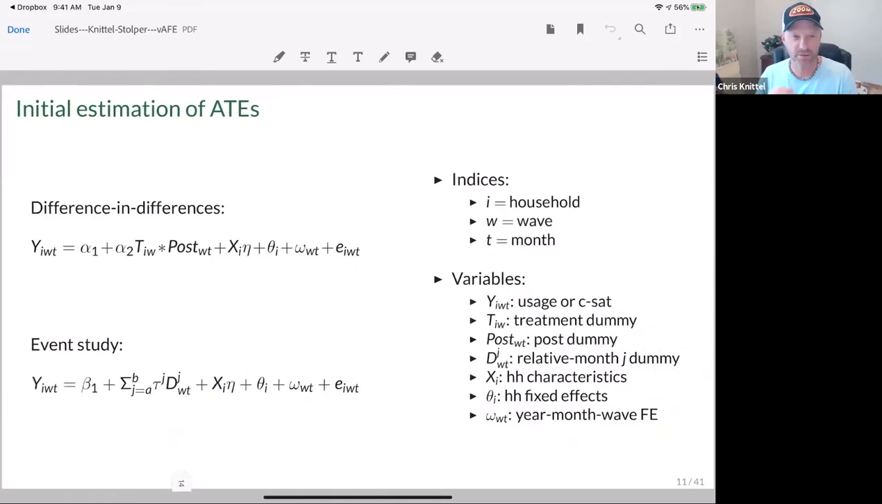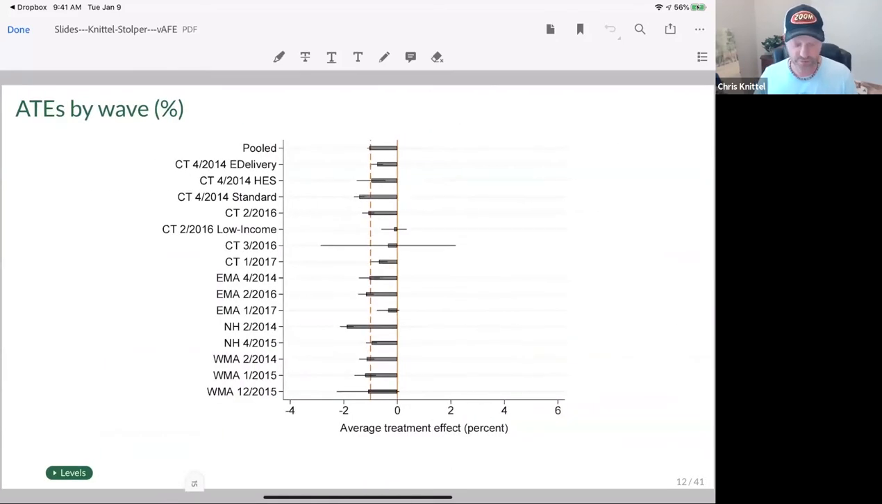Before I get to that, I'm going to show you just what the average treatment effect looks like, as well as an event study, just to show you that these interventions matter. So this is the average treatment effect across the 15 waves plus all the waves pooled. This is in percentage terms. For most of the results, I'm going to show you in kilowatt hour terms, but this is in percentage terms. They're fairly similar. So we find that it saves about 1%.